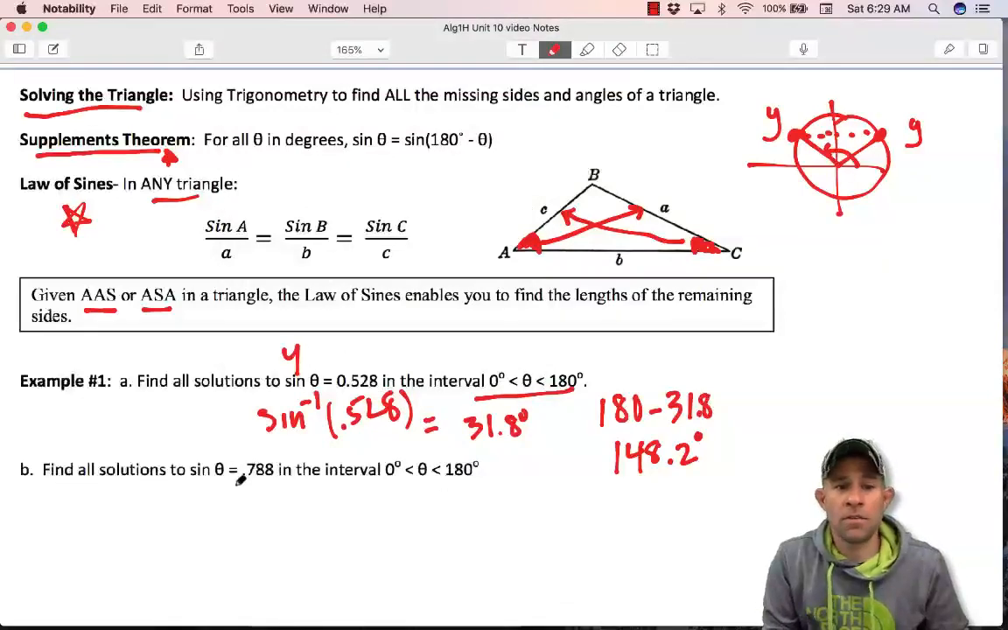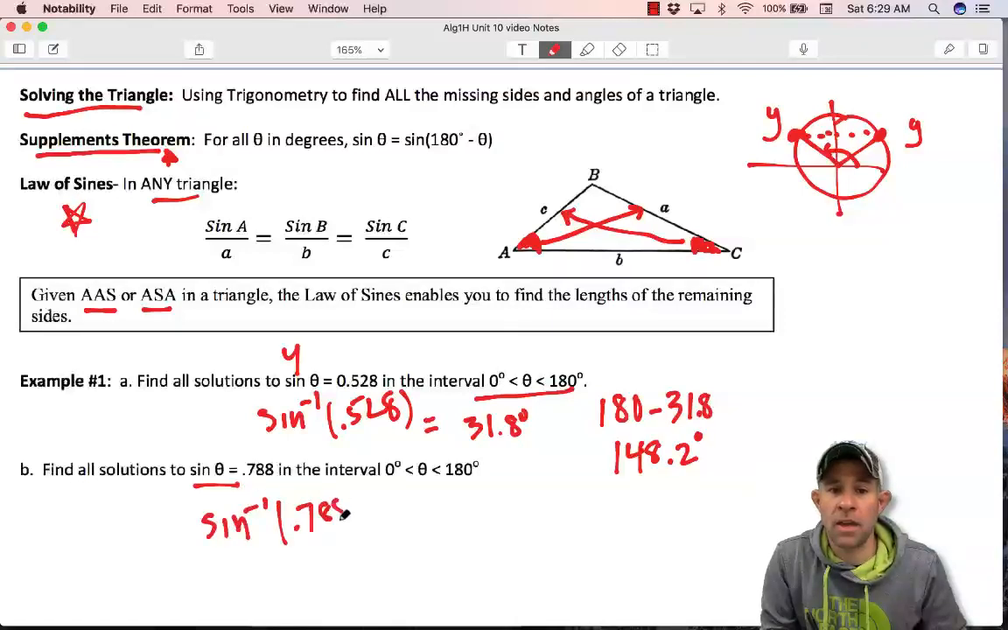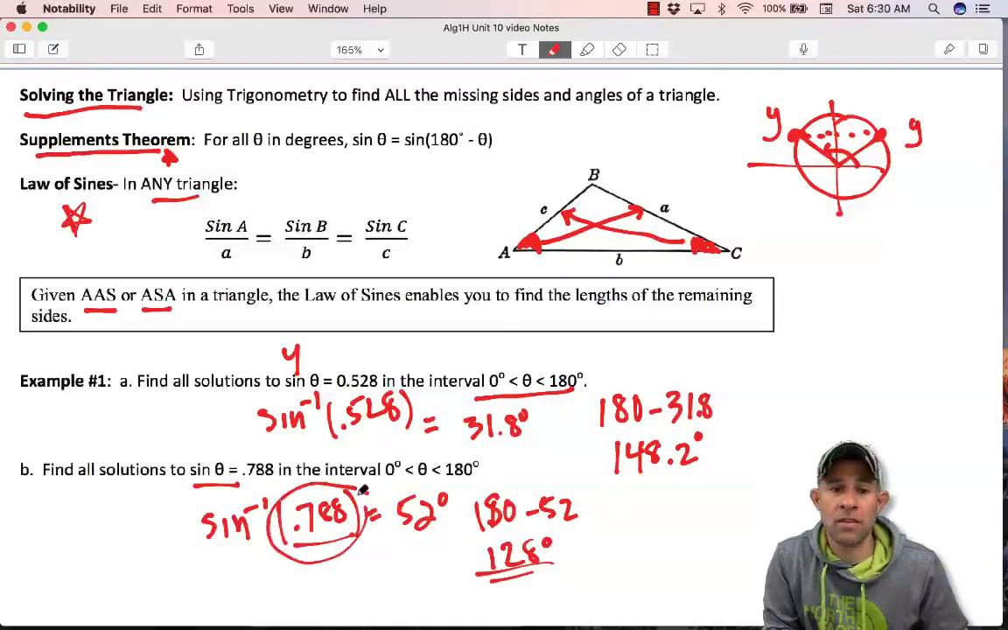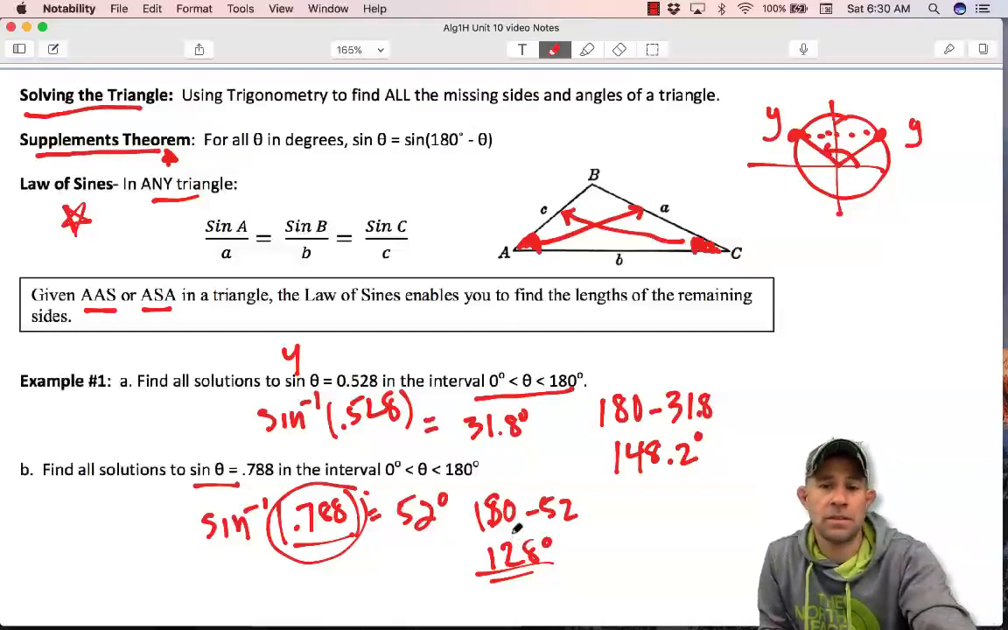All right, now it says find all solutions of sine theta that are equal to 0.788. So again, we're going to do the same thing here. Take the inverse sine of 0.788. When we do that on our calculators, we get 52 degrees. Now, which other theta between 0 and 180 will give me a sine of 0.788? We can get that by taking 180 and subtracting 52. When we do that, we're going to end up with 128 degrees. So 128 degrees will also give me a sine of 0.788.